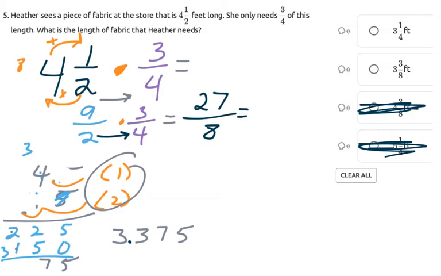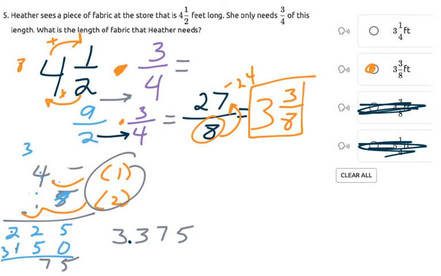You're going to get a weird number, but we can bring this down to a mixed number. How many times does 8 go into 27? Well, 8 times 3 is 24. And what's the difference? What's 27 minus 24? Well, if you said 3, you're right. And then if you keep the denominator the same, it's 3 and 3/8, which is choice B, which is the answer, which in decimal form is the same as 3.375. So those will both check out. Again, just multiplying fractions here, and something we'll continue to work on through the year.